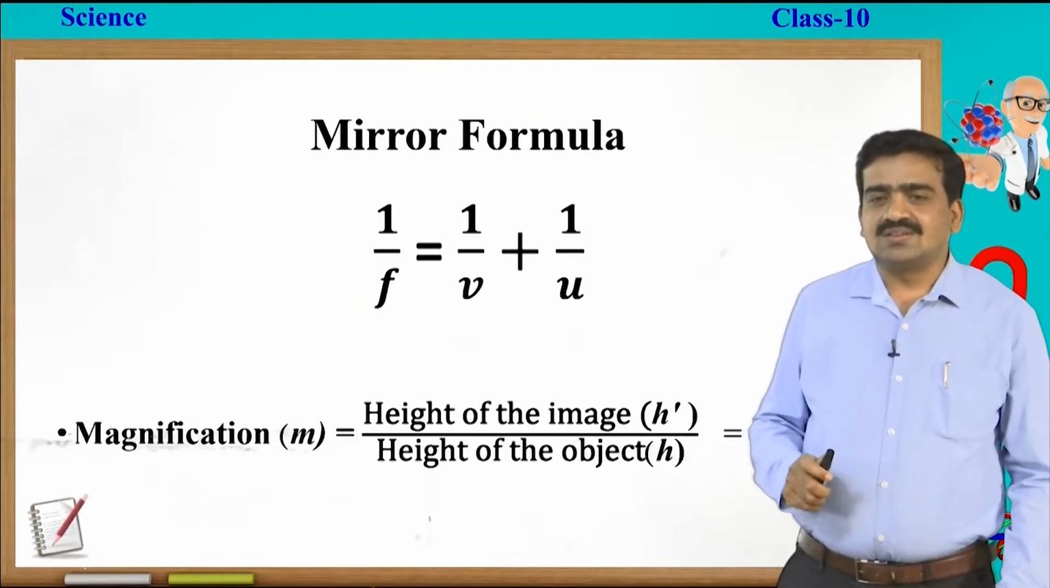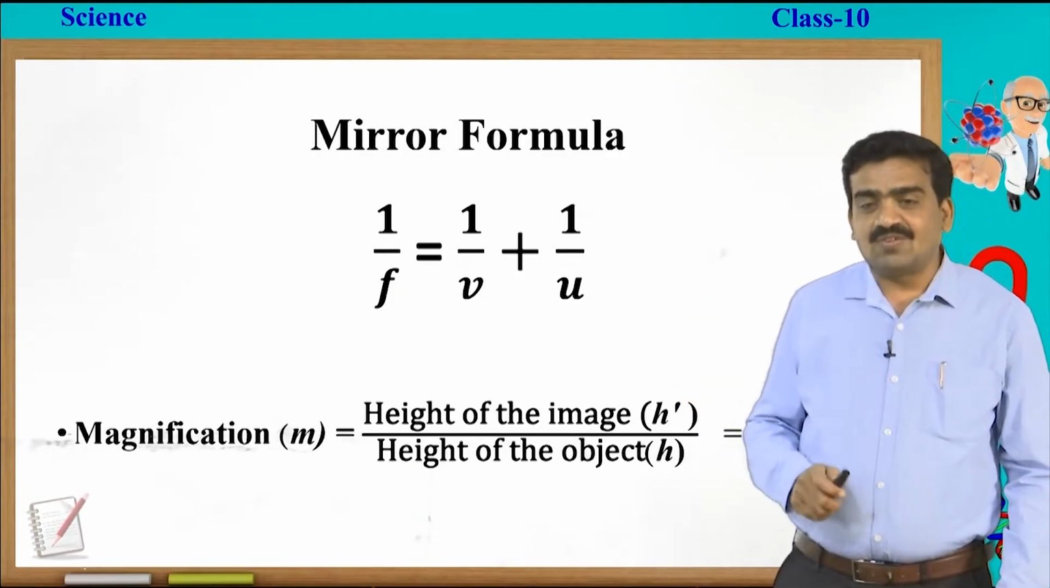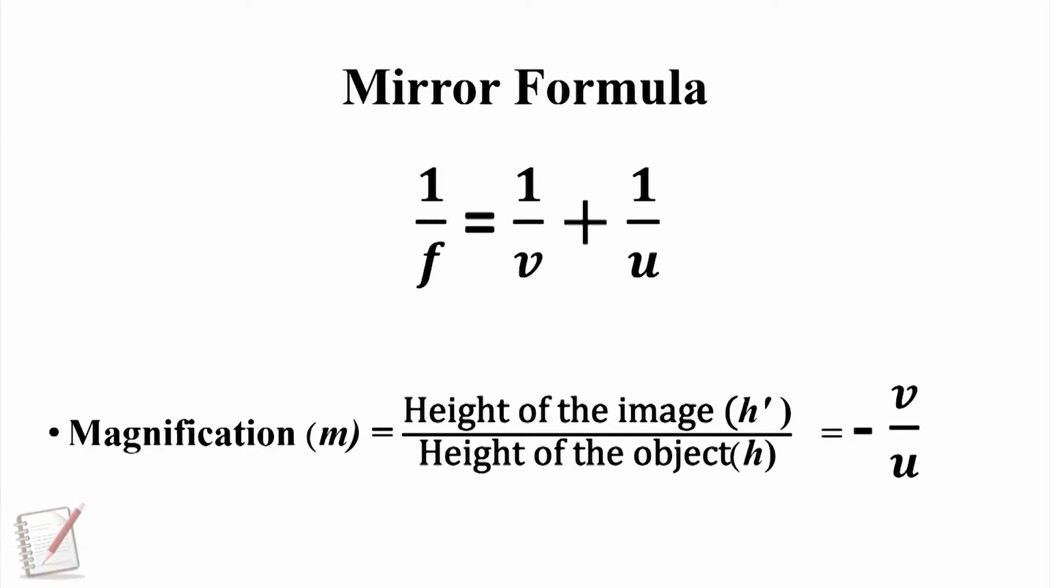My dear students, you have learnt about the mirror formula in the previous sessions. Just recall the formula which helps us to solve the problem. In the mirror formula, we have 1 over f is equal to 1 over v plus 1 over u, where f is focal length, v is image distance and u is object distance.